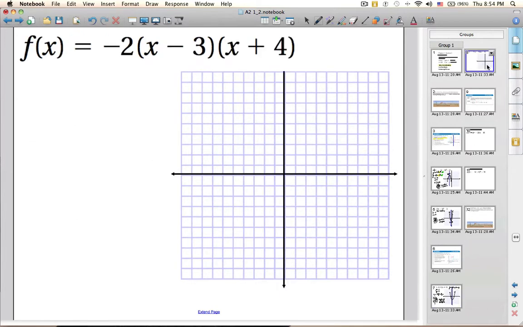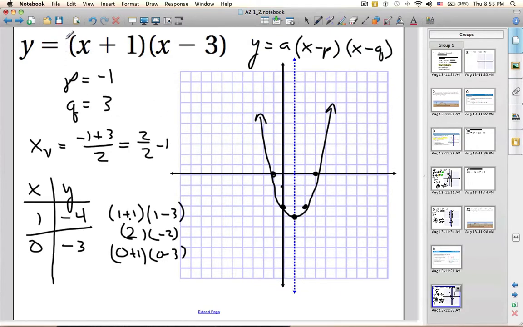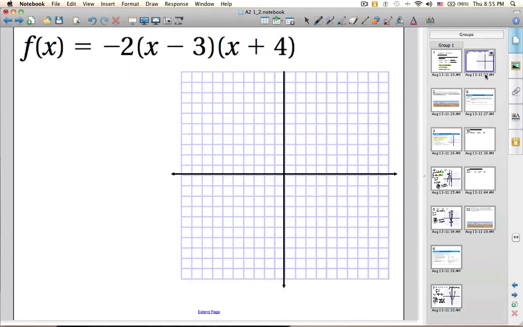Okay, we'll do one more example like that. This one's going to open down. Remember, this one opened up because my leading coefficient is positive 1. In this case, my leading coefficient is negative 2. I know that P is equal to 3. I know that Q is equal to negative 4. So 1, 2, 3. 1, 2, 3, 4.